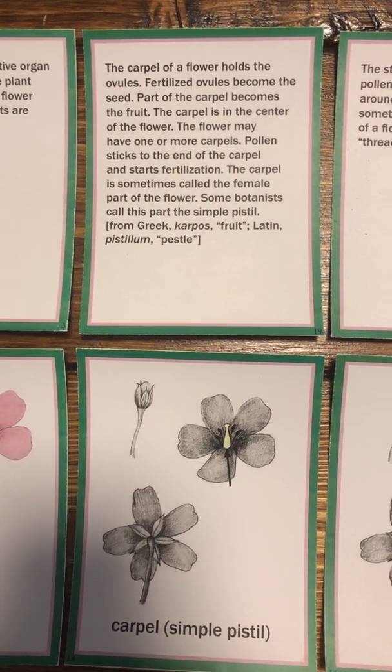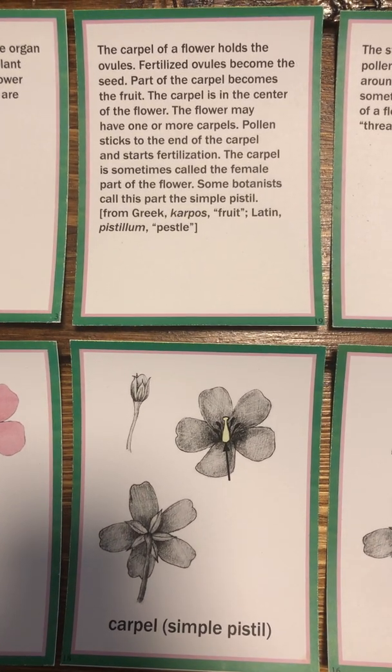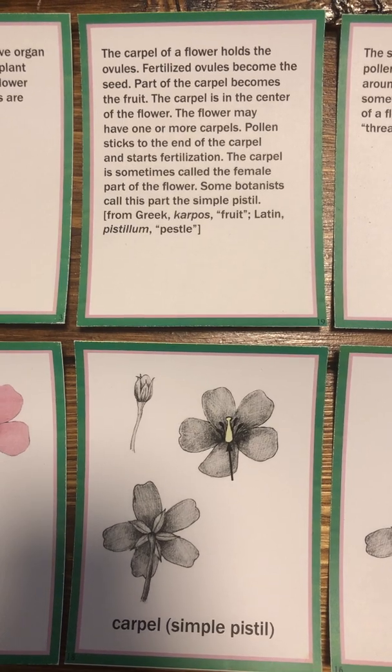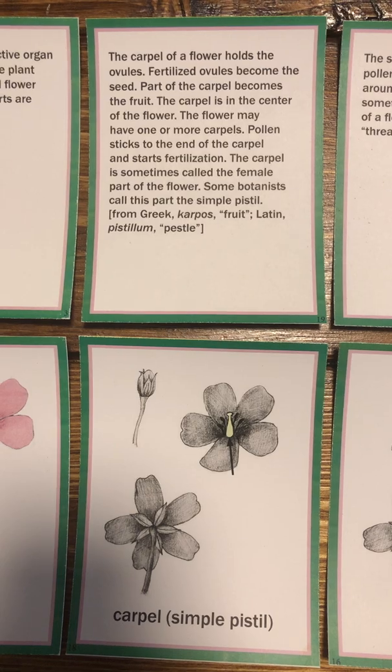Pollen sticks to the end of the carpel and starts fertilization. The carpel is sometimes called the female part of a flower. Some botanists call this part the simple pistil.